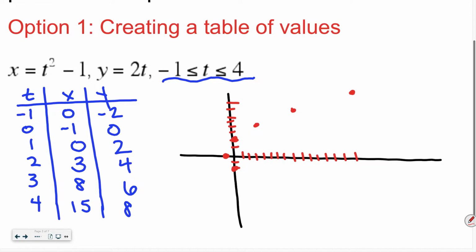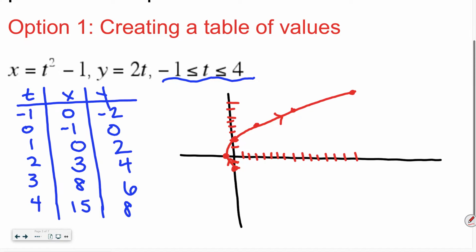When you graph a parametric equation, it does matter the order in which you connect the dots. So since t went -1, 0, 1, 2, 3, 4, we're going to draw them in that order, and then we're also going to put arrows saying that that's the order in which they would be drawn. So if we're looking at a regular graph and a parametric graph, you should see a difference because the parametric graph will have direction.